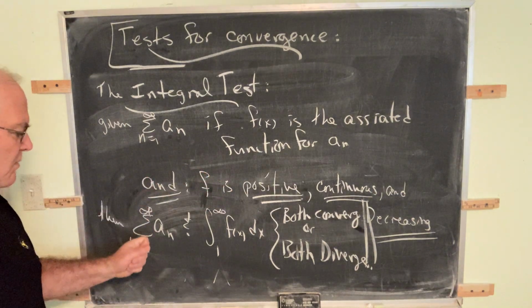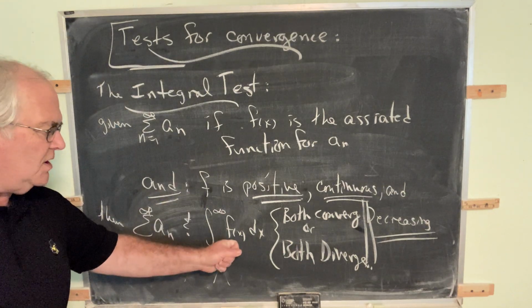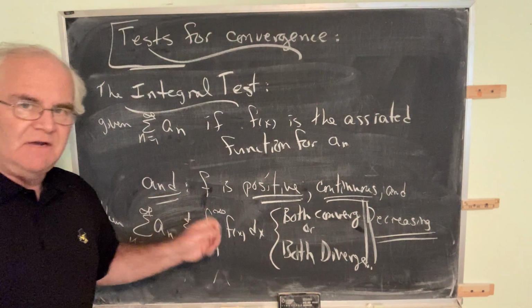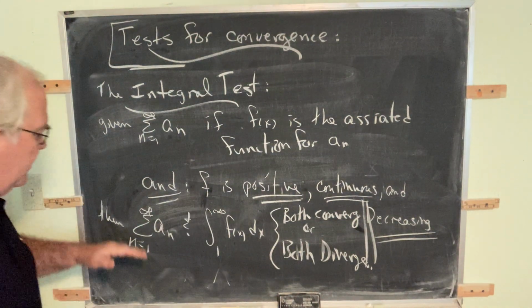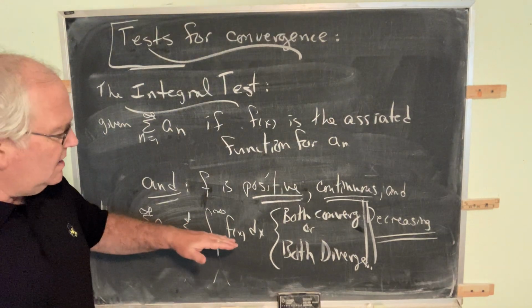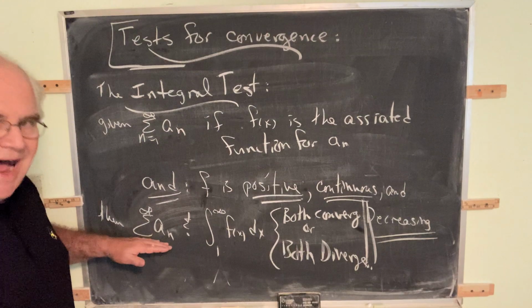So if you want to determine whether or not this converges as a series, switch to the function and compute this improper integral. If that converges, if that gives you a finite value, then so does this, and vice versa. And so if this does not converge, then that guarantees this does not converge.